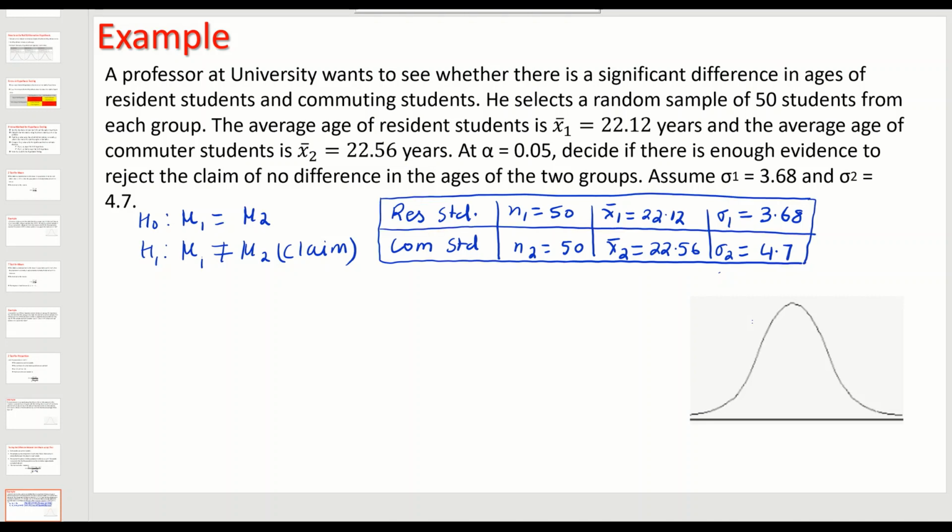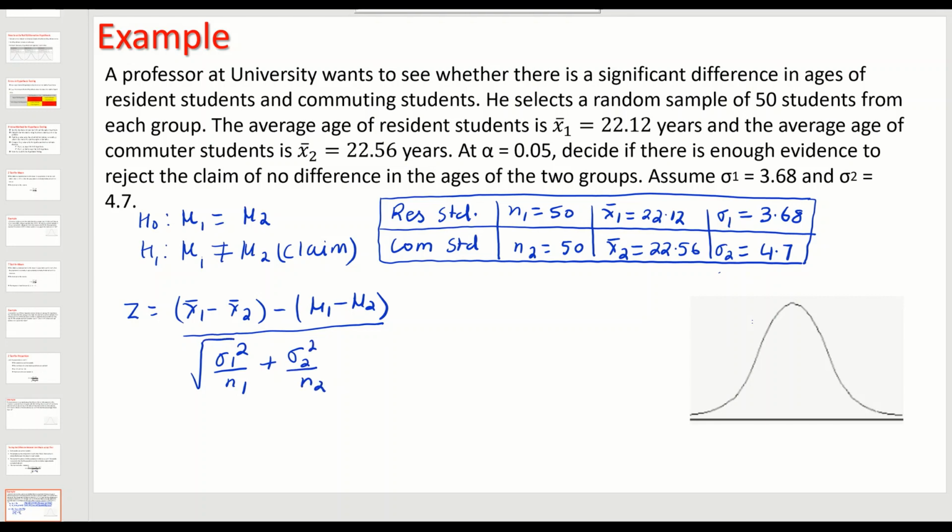Okay, since we know the population standard deviation, our test statistic will be the z-value given by the formula z equal to the difference in the sample means minus the difference in the population means, all divided by the square root of the standard deviation of the first population squared divided by the first sample size, plus the standard deviation of the second group squared divided by the second sample size.